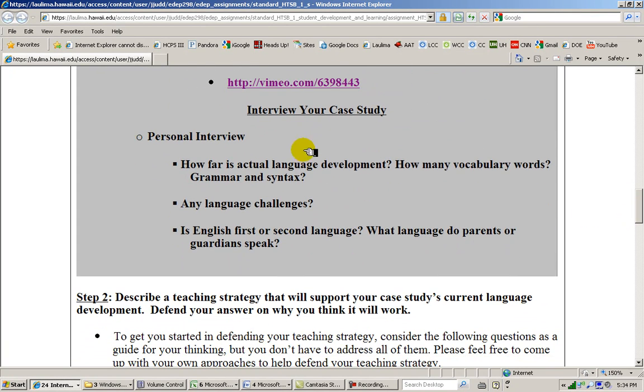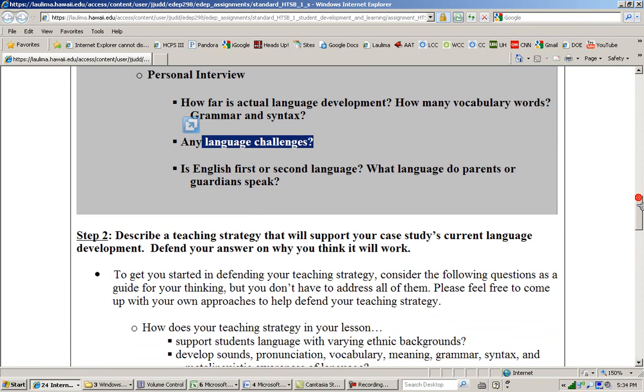Ask your case study, how many vocabulary words do they think they know? How far is their language development? Do they have grammar and syntax? But if we're talking about a very young child, then the syntax would not quite be there. Do they experience any language challenges? What language do their parents or guardians speak at home, and is English their first language?